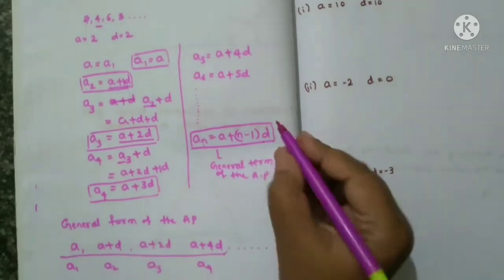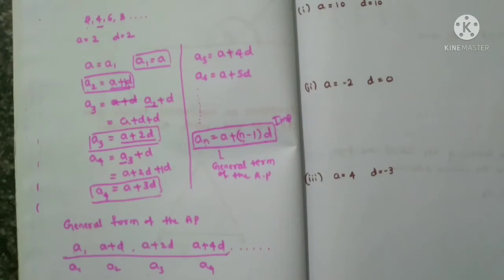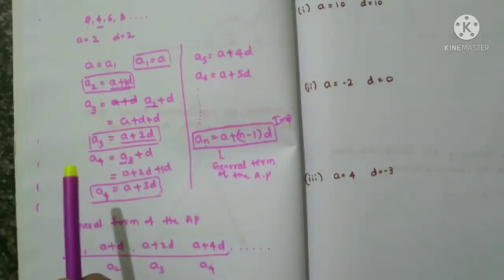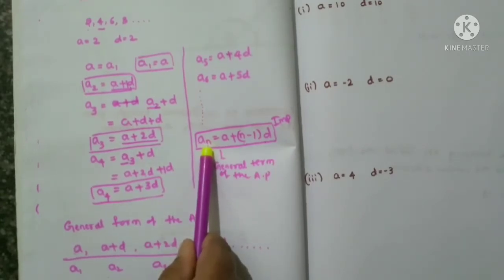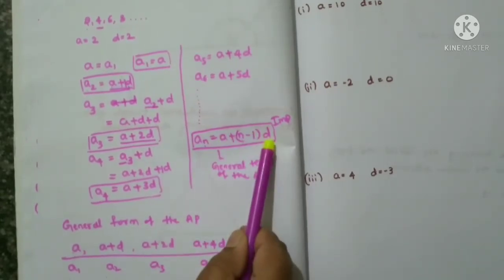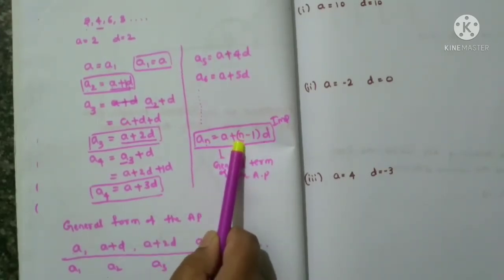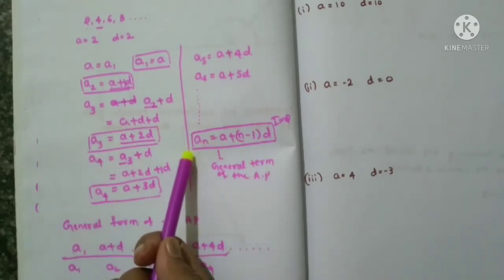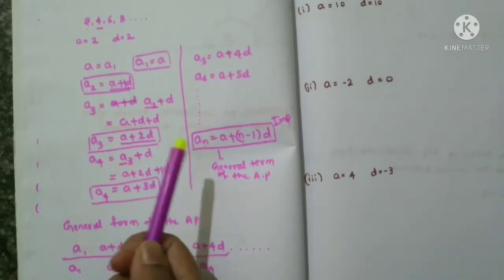This is an important formula to solve the sums. If you want to find the 10th term of the AP directly, they'll give the first term and the common difference of the AP and ask you to find the 10th term. In place of n you should substitute 10. First term and common difference we will be knowing. Just in place of n you substitute 10, and directly you find the 10th term of the AP. So this formula is very important to find the terms of the AP.